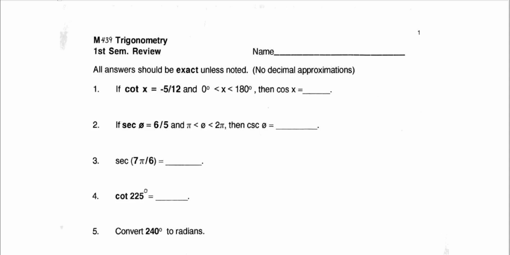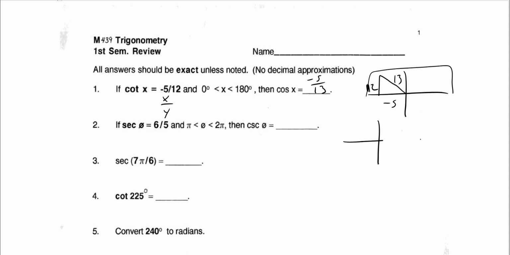All right, so the first problem: if cotangent of x is negative 5 over 12 and x is between 0 and 180. I always told you guys, draw a picture, right? It's going to be in the first two quadrants here, and cotangent is negative, so we're going to draw our triangle here. Cotangent is x over y, so it's negative 5 and 12 and 13. Cosine is x over r, so it's going to be negative 5/13. Okay, pretty easy.